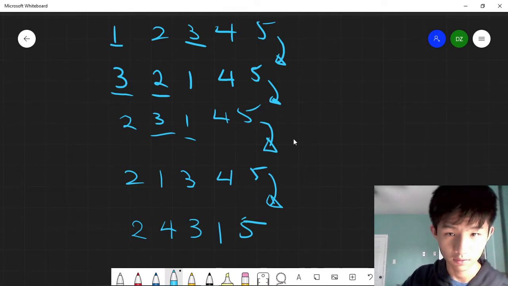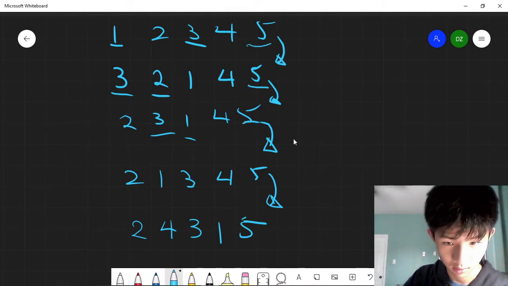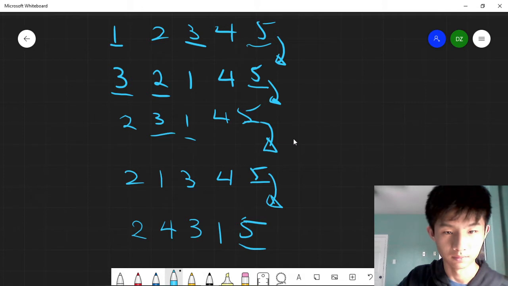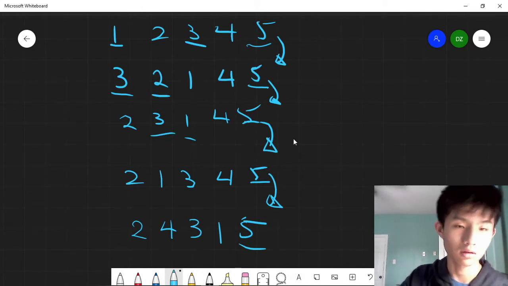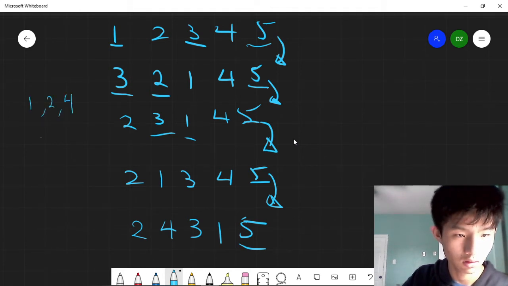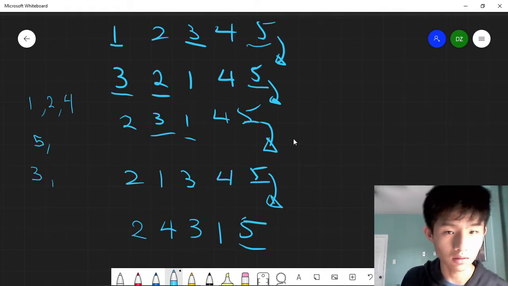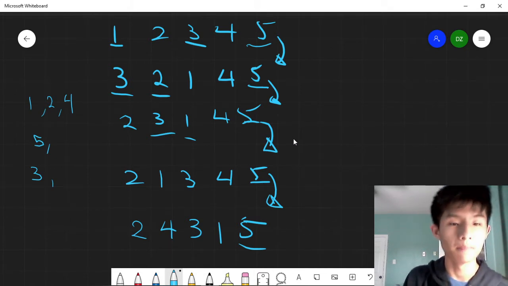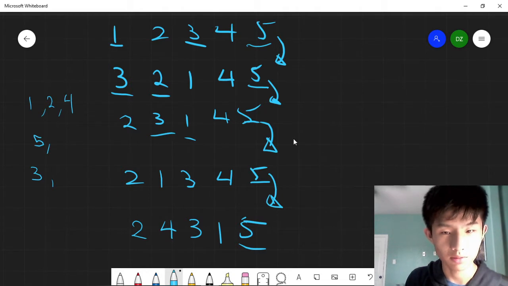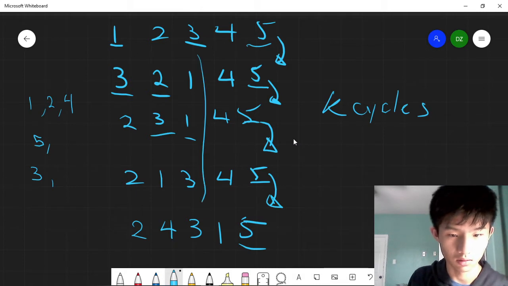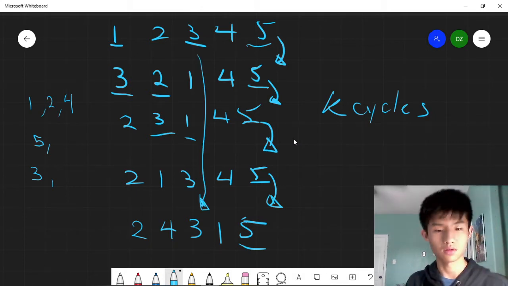You'll notice that 5 is in its own kind of cycle. 1, 2, and 4 kind of have their own cycle as well. And then 3 is kind of an odd case. 3 does move around. It's not like 5, which goes to the same index every time. But every time there are k cycles, 3 will just go back to this guy.